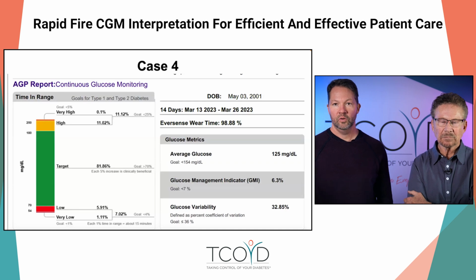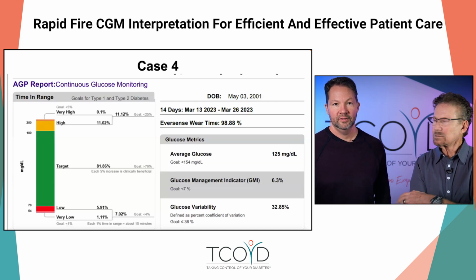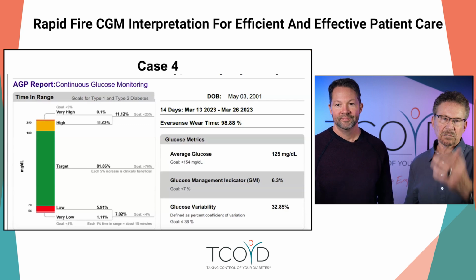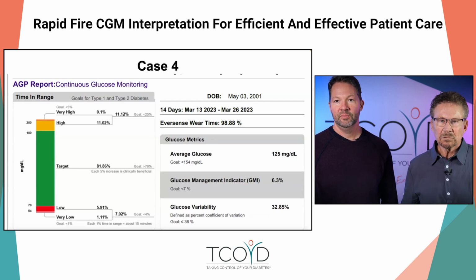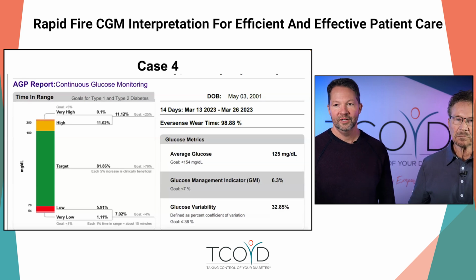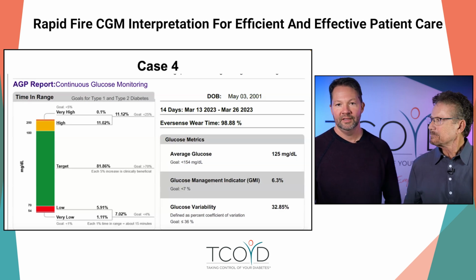Case 4. So this is a slightly different looking download. Yeah. And you get 2 decimal points, which is nice here. You can see it's from the Eversense there. Oh, we got a date of birth, so 2001. So this is a 23-year-old somebody, so probably type 1. Yep. You let that one in.